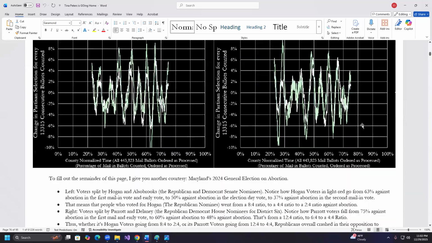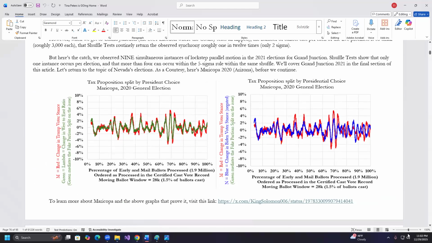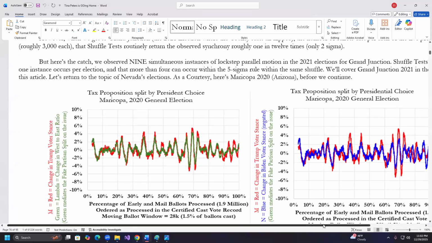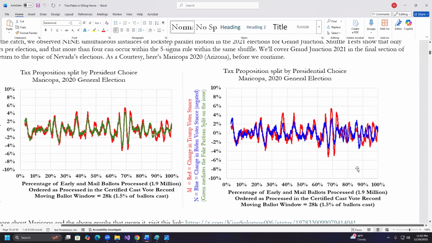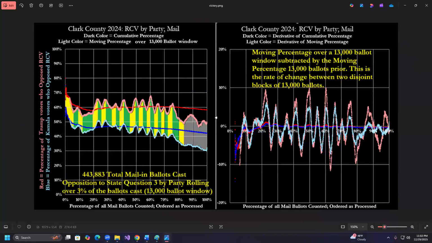Here's Maricopa. This is how Trump and Biden voters in 2020 voted on a tax proposition for 2 million ballots. So the moving window here is about 30,000 ballots. If I shuffle it, that goes away. And remember, I only shuffle within their own precincts. So people can talk about audits, this, that, the physical who, what, when, where, why, and how. I don't care. I know that it's mathematically impossible. The election is rigged. End of story. You can't tell me that this happens in a fair election.